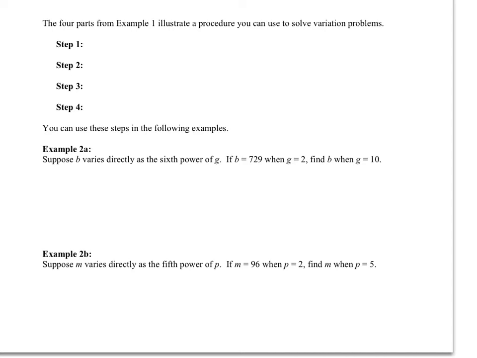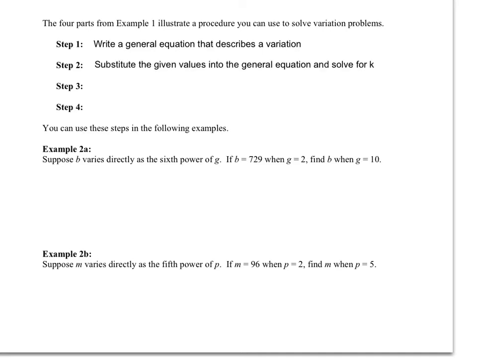Step 1, you're going to write a general equation that describes a variation. We did that with the Rubik's Cube problem when we said that S, the surface area, equals K times E squared, E being that edge. For step 2, for any variation problem, you're going to substitute the given values into the general equation and solve for K. For that Rubik's Cube example, that's when we plugged in 150 for the surface area and 5 for the edge length, and we solved for K. Step 3, you're going to use the K value to write the variation function. And then finally, step 4, you're going to evaluate the function at the specified point to find the missing value.